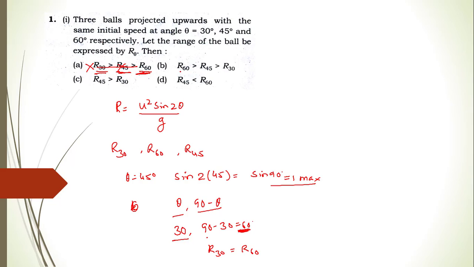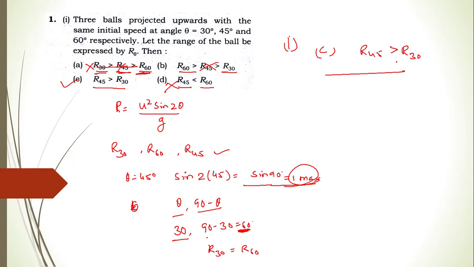Now moving towards this option, again there is a difference between R30 and R60, so this is also wrong. Now moving towards this one, we know that R45 gives the maximum value, so it is greater than R30, so C is the correct option. Now moving towards D, it says R45 is lesser than R60. This is wrong because R45 gives the maximum value. So the answer for the first question is C: R45 is greater than R30.